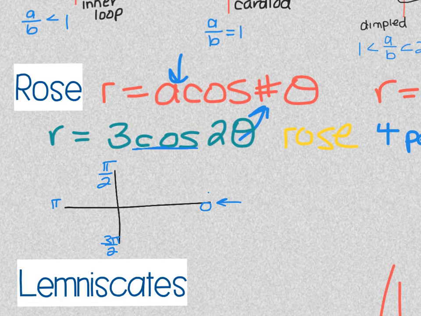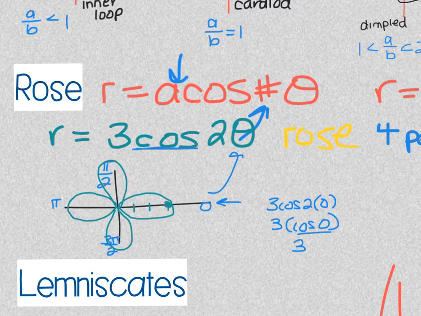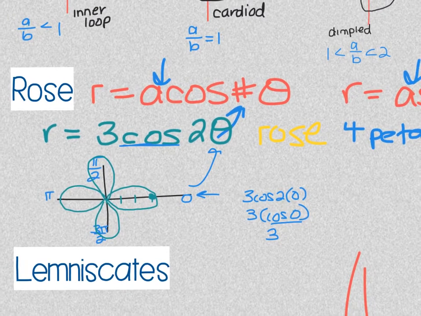So if I just plugged in 0 here, I'd get 3 cosine of 2 times 0. 2 times 0 is 0, the cosine of 0 is 1, 3 times 1 is 3, and already I know 1, 2, 3, that's how far out it goes there. Because it reflects over the x-axis, I would know it would look like that. It's going to come back over this way, and my petals will go in all 4 directions. If it was cosine 3 theta, let's say, then it would be 3 petals.